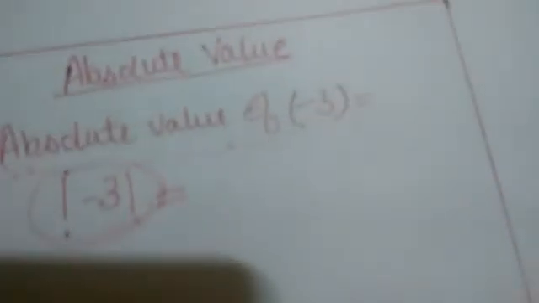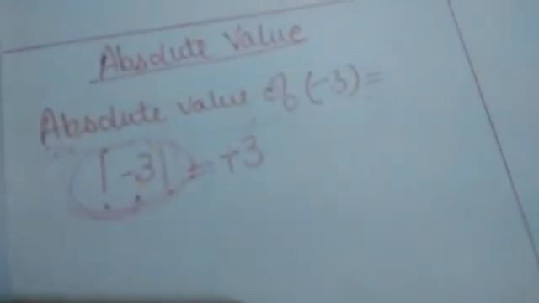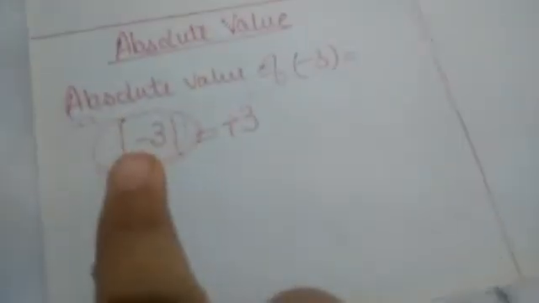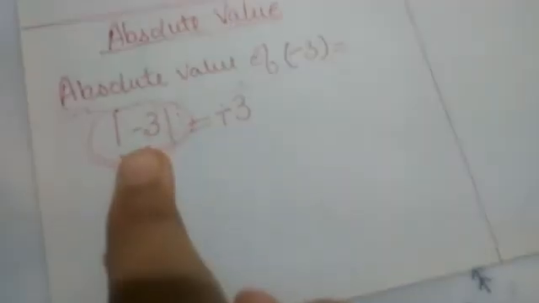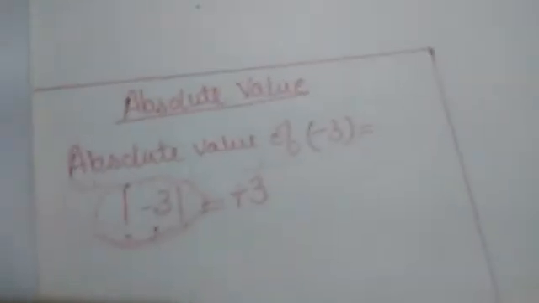Absolute value of -3 can be written this way, with the help of these two lines, and between these two lines the number is there. This sign also means absolute value of -3. Nothing you have to do. Whichever number is written inside these two lines, that is your answer with a positive sign. It doesn't matter whether the sign inside these two lines is positive or negative, but your answer must be positive.